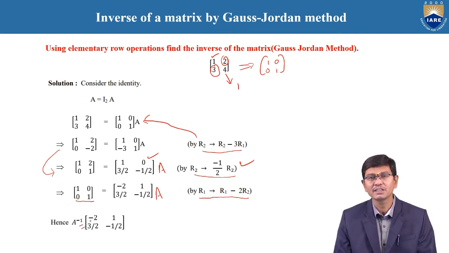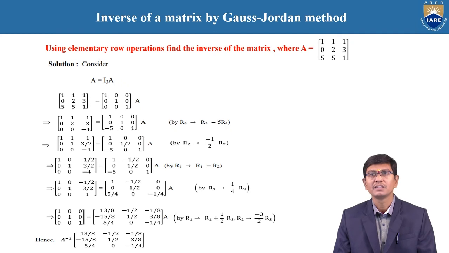Therefore, the inverse of the matrix A is A inverse equal to [-2, 1; 3/2, -1/2]. That is clear information. Second one: here we are going to discuss 3 by 3 matrices using elementary row operations. Here, we consider A = I3 A.